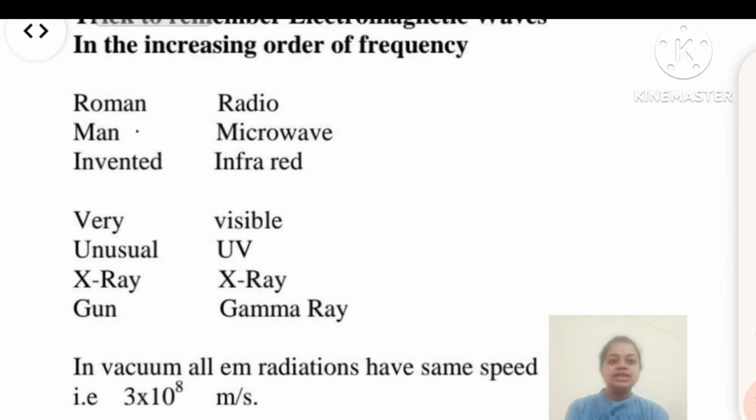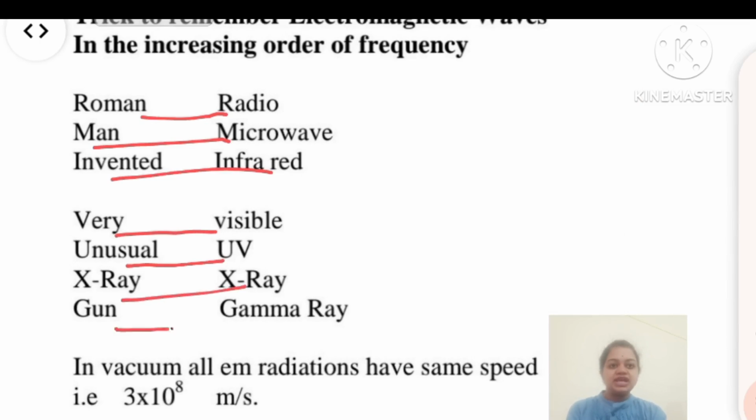Roman is nothing but radio waves, man for microwaves, invented for infrared waves, very means visible waves, unusual means UV rays, X-ray, gun, gamma ray. Roman man invented very unusual X-ray gun.